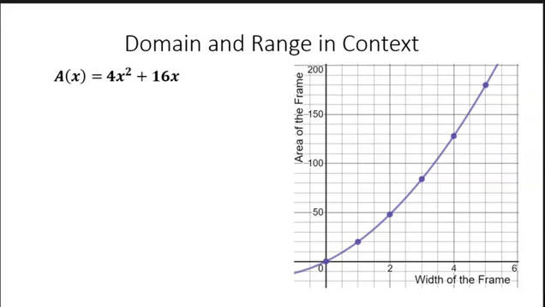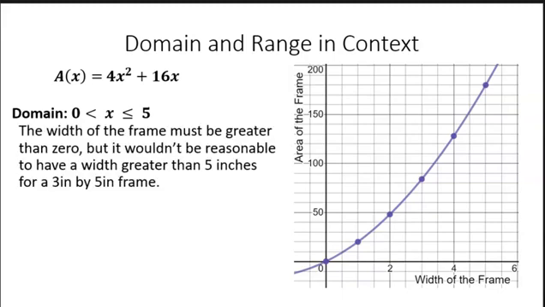When we are finding the domain, we are finding possible x values of the function. In this context, x represents the width of the frame. In my opinion, it isn't reasonable to have a width of a frame greater than 5 inches, which makes the domain x values between 0 and 5, including 5 inches, but not including a frame that is 0 inches, because that would mean that there wasn't a frame.